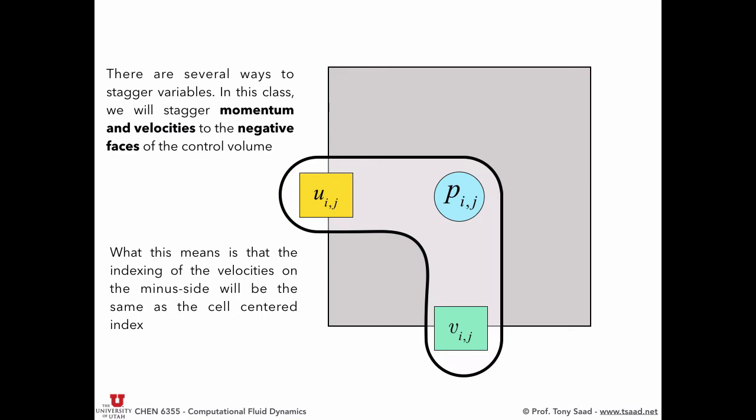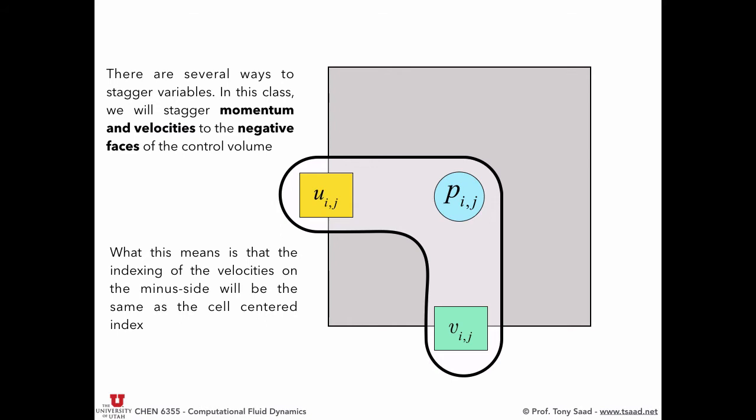Now, some people stagger to the right or to the plus side, so you have uij and vij. Or some people stagger in a weird way, so you have uij and vij up there. It doesn't matter. As long as you are consistent when you implement your code, it doesn't matter how you stagger. But we choose to stagger to the minus side. It's just a common convention that's used, and that we particularly like.